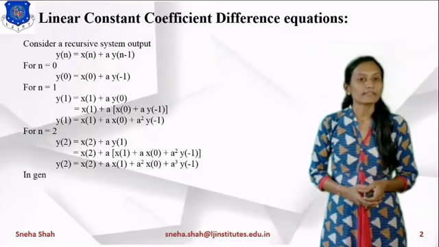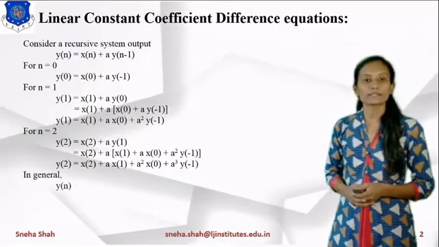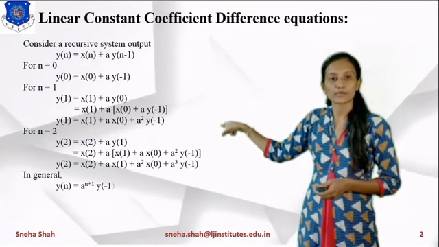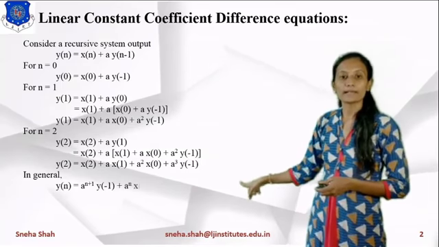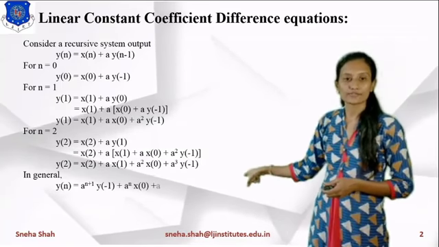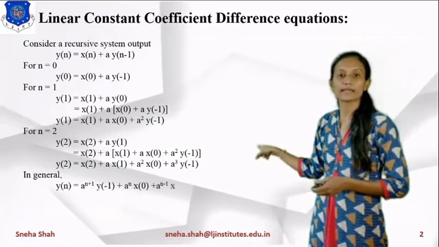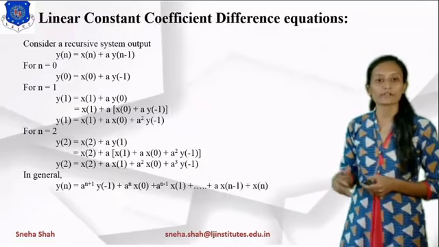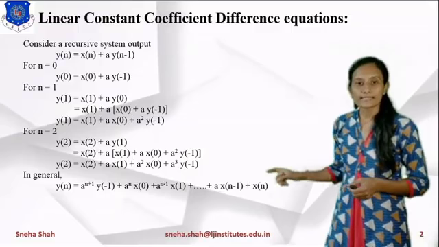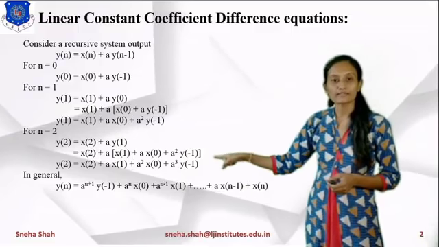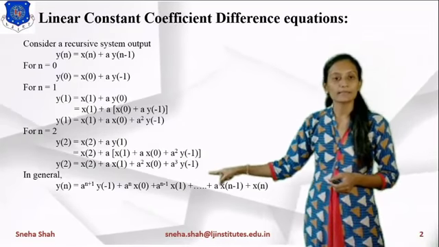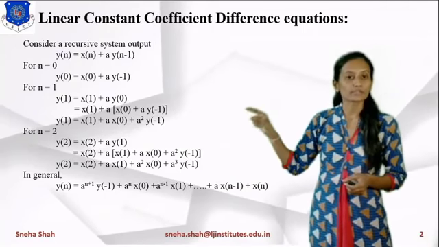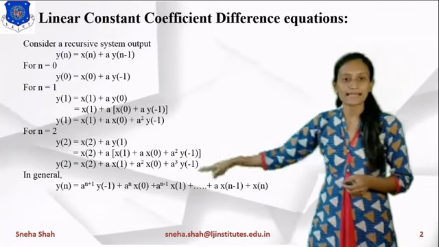So in general, the equation will be y of n equals a raised to n plus 1 y of minus 1 plus a raised to n into x of 0 plus a raised to n minus 1 x of 1, up to the last term x of n. Now you can see that if we take n equals 2, then the multiplication with y of minus 1 will be a raised to 3, right? So 3 means 2 plus 1, which means n plus 1.